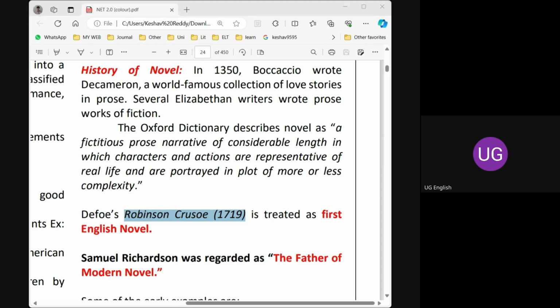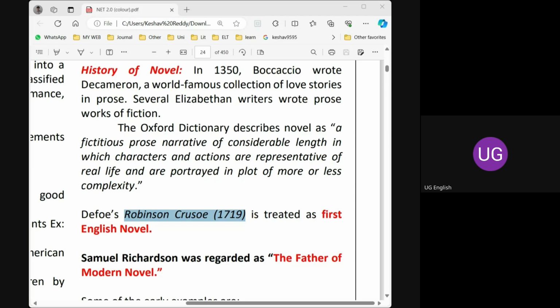Yes, Aditi, thank you. Friday. Friday is the answer. The name of the slave in Robinson Crusoe's novel is Friday. Make a note of it. We will discuss it in the novel, but it's very important. Robinson Crusoe, Defoe's novel, is treated as the first English novel.